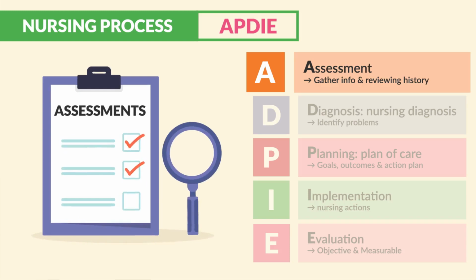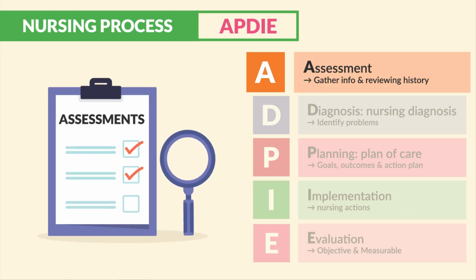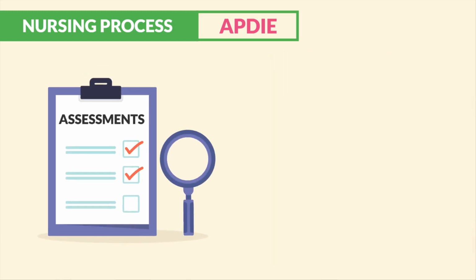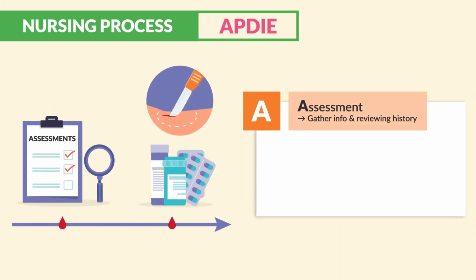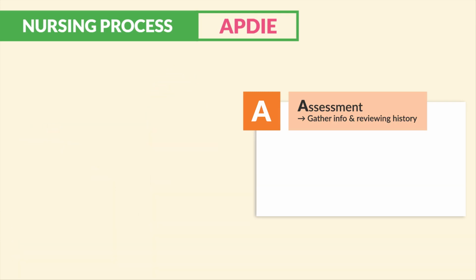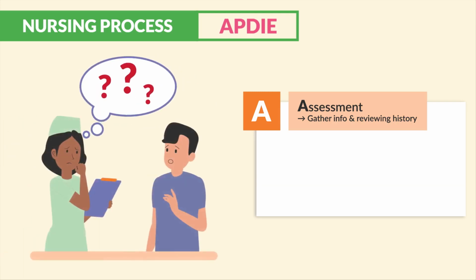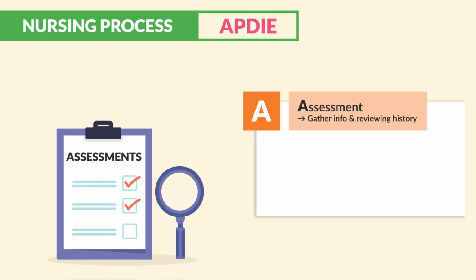So A is for assessment, gathering info and reviewing client history. Always start with assessment. Remember, assessment comes before any intervention, and exams love to test this time and time again. So just think about it here. How are you really going to help someone if you don't know what's really going on in the first place? So write it down. Assessment, or gathering data, always comes first.